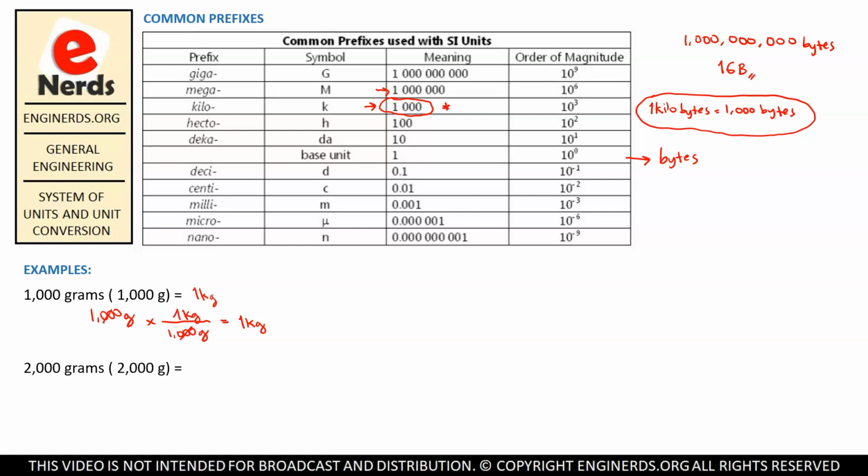Now we have here 2,000 grams. So we'll do the same now. We have 2,000 grams times 1 kilogram per 1,000 grams. So this will be cancelled out. And then we can perform the division now. So we have here 2,000 divided by 1,000. We have 2 kilograms. Okay.